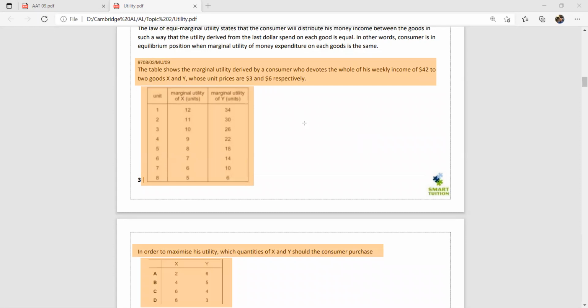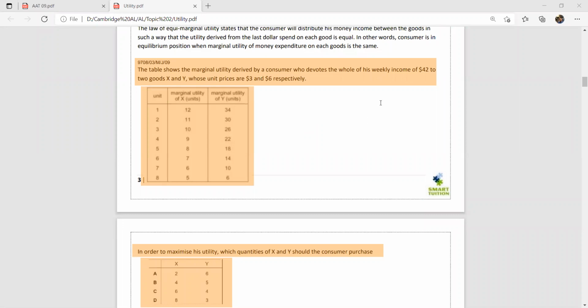The table shows marginal utility derived by a consumer who devotes the whole of his weekly income of $42 to goods X and Y, whose unit prices are $3 and $6 respectively. You are given a table with units from 1 to 8. For the two goods X and Y, marginal utility is calculated. We are supposed to identify which quantity of X and Y the consumer should purchase in order to maximize utility.